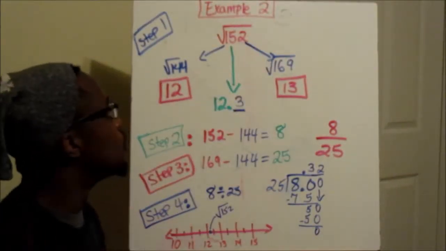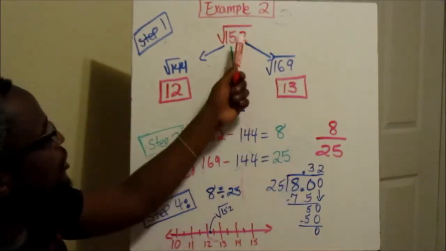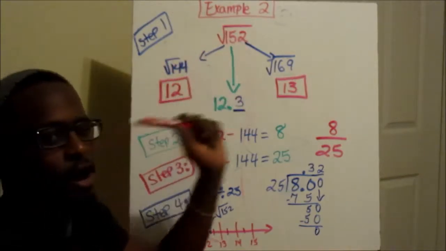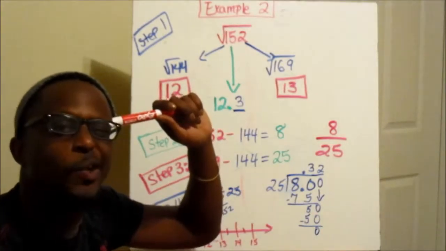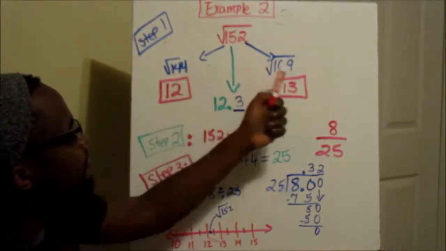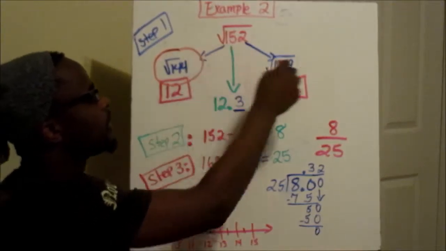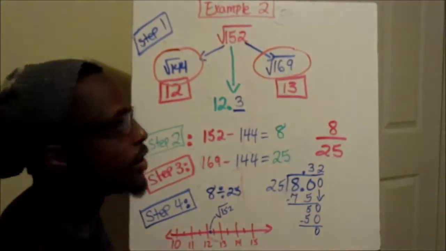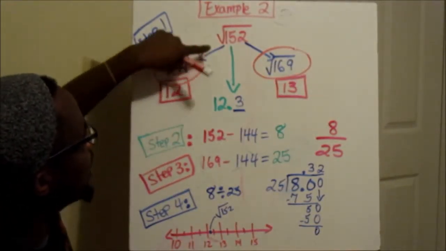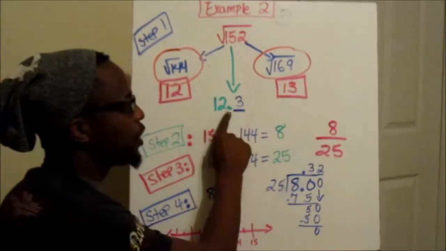Looking at example 2, I basically just did the steps. I didn't make you do too much writing. I took 152, and this time I didn't list out all of my perfect squares because in my mind I know 12 times 12 is 144. That's really close to 152. So 12 times 12, and then 13 times 13 is 169. So I have my lower square here and my upper perfect square here.